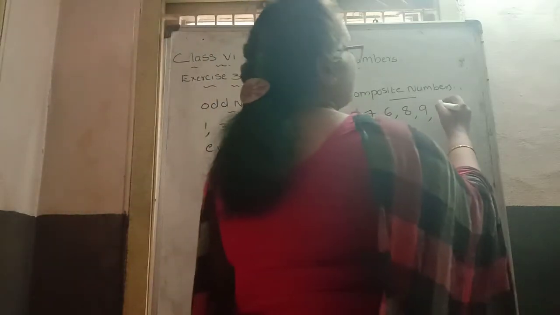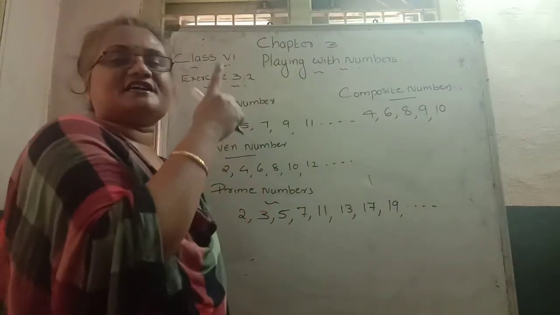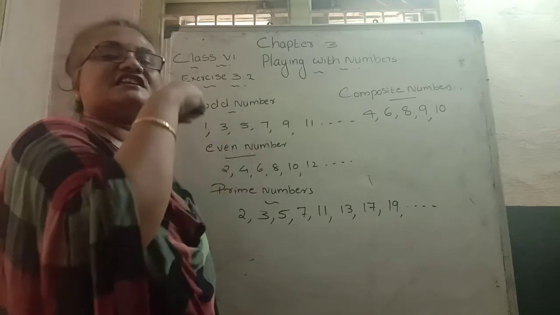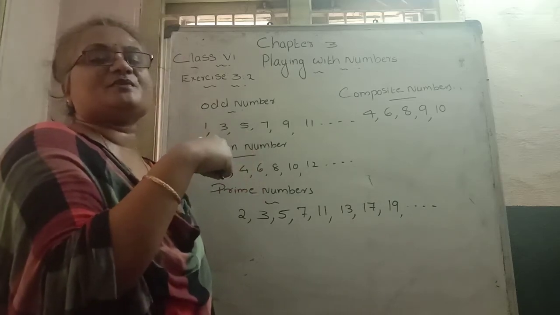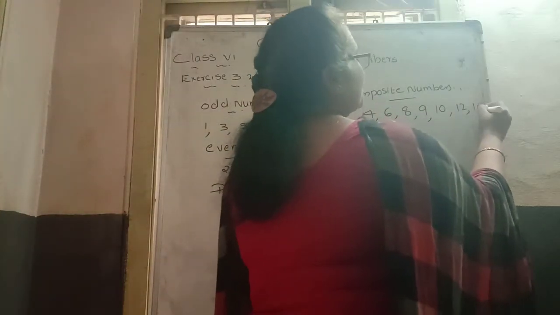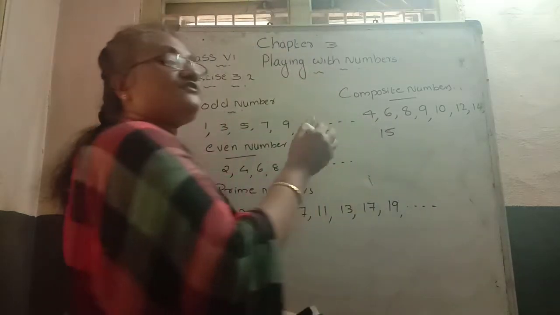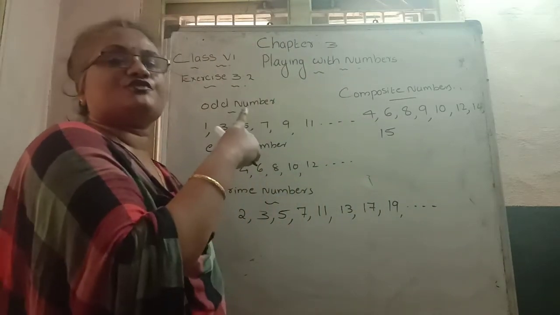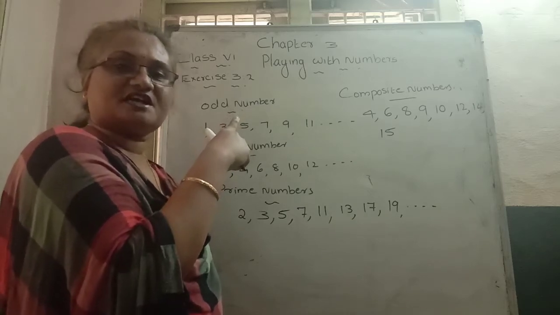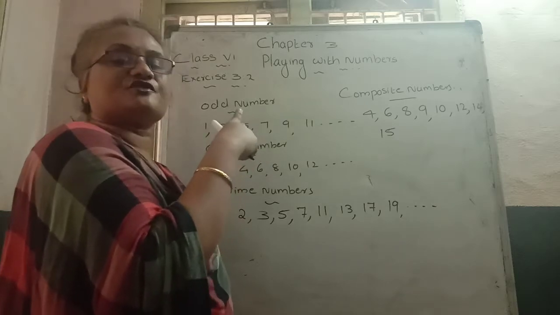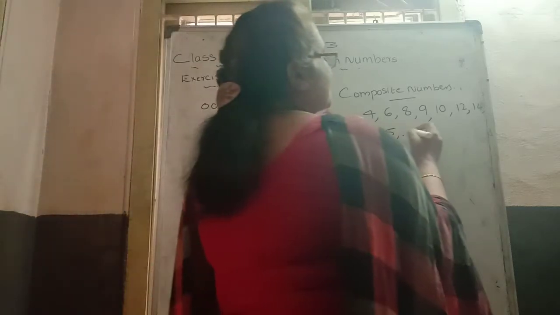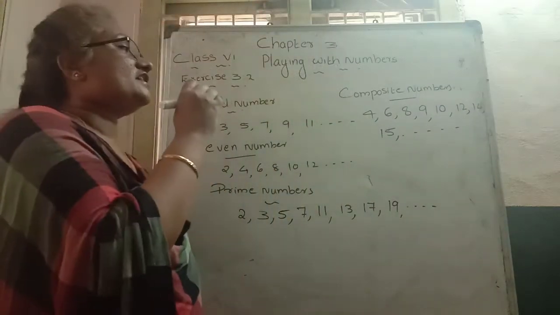Then the next composite number is 10. In which tables? 1 table, 2 table (2 fives are 10), 5 table (5 twos are 10), and 10 table (10 into 1 is 10). Then the next are 12, 14, and 15 is also a composite. For 15: 1 into 15 is 15, 3 into 5 is 15, 5 into 3 is 15, and 15 into 1 is 15. That's why 15 is a composite number. There are infinitely many composite numbers.